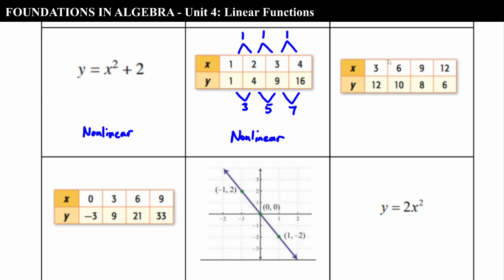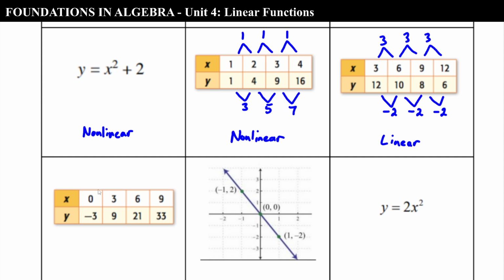All right, let's take a look at the next table. In the next table, we have 6 minus 3, which is 3. 9 minus 6, which is 3. And 12 minus 9, which is 3. So the x's change by the same amount. 10 minus 12 is negative 2. 8 minus 10 is negative 2. 6 minus 8 is negative 2. So here, our x's all change by 3 and our y's all change by negative 2, so this one is linear.